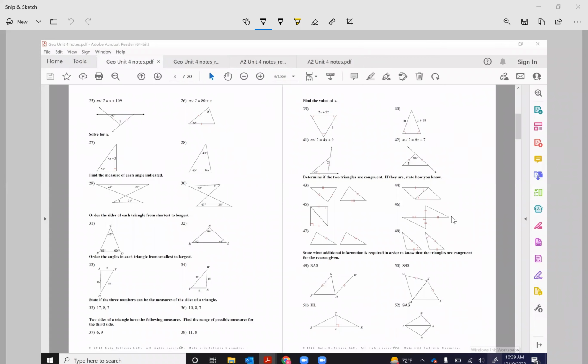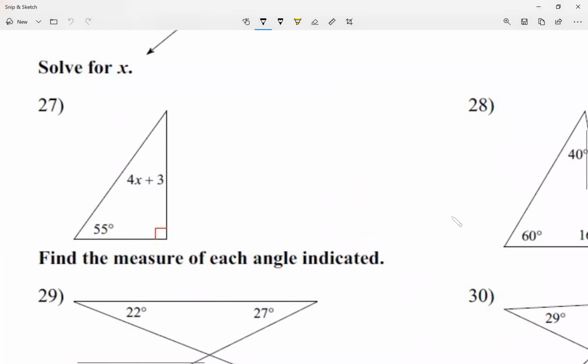All right, let's do a quick review this week. We're going to work questions 27 through 42. So start at number 27. Let's take a look. Solve for x.